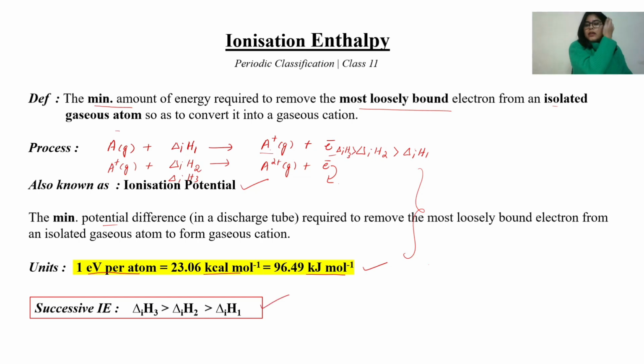And why is that happening? Because as the atom loses electrons, the attraction of the nucleus on the remaining electrons will naturally increase, because the number of protons remains the same. So the effective nuclear charge on the remaining valence electrons will increase more and more, and therefore more energy would be required to remove the most loosely bound electron. That's why the successive ionization enthalpy follows this order.